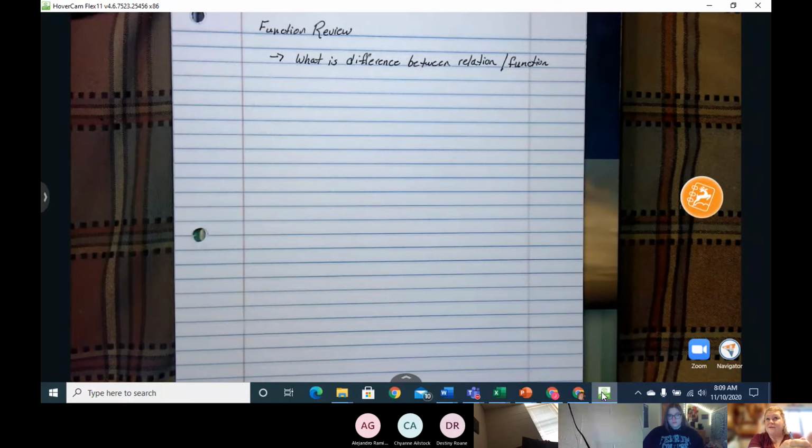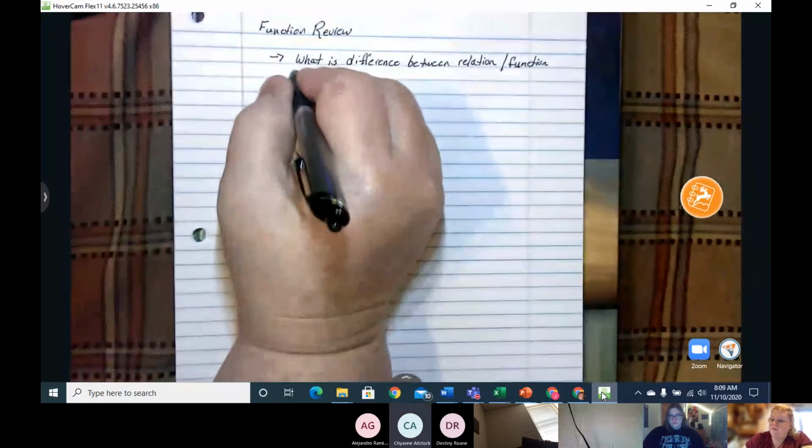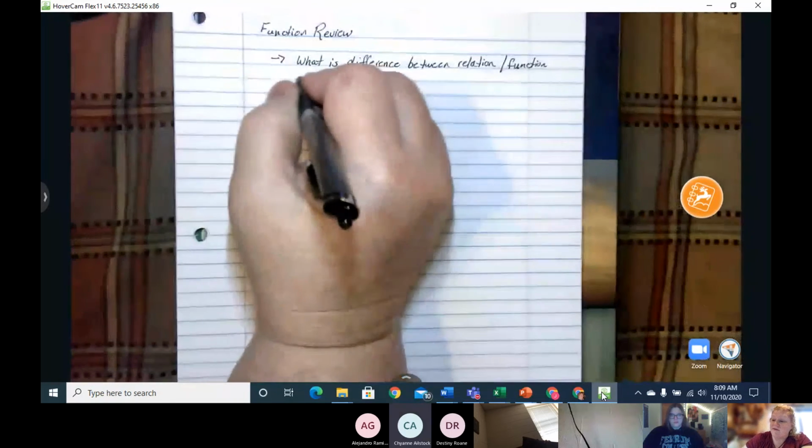So that is a relation, but not a function. As we know, generally we think of functions as a relationship between something that can be graphed. But a relation is something that doesn't have to be graphed. So that's one of the things that makes them different. We talk about domain and range when we talk about relations and functions.